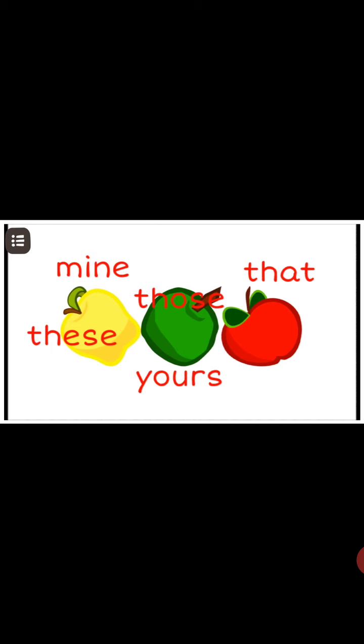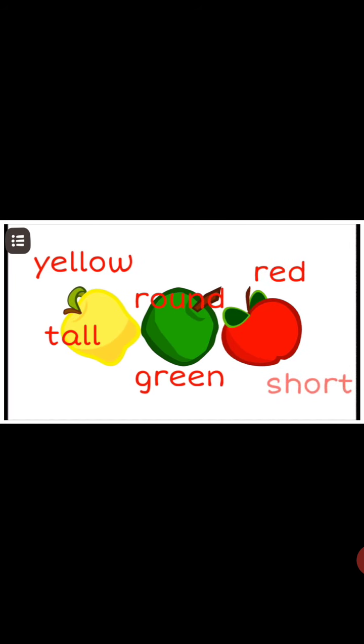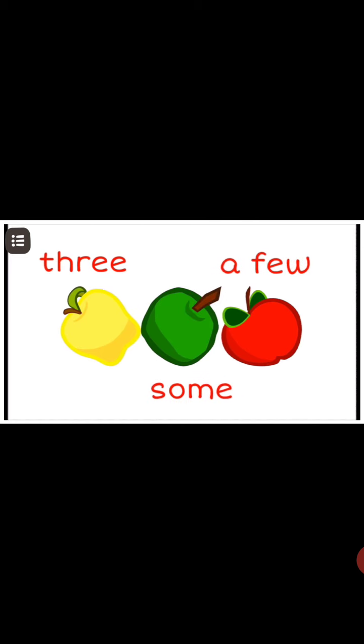If you have apples, then let's talk about apples. If you have apples, adjectives can help you describe them. Adjectives can tell you which apples they are, like my apple, that apple, these apples, your apple. Or adjectives can tell you what kinds of apples they are, like yellow apple, round apple, red apple, green apple. Adjectives can also tell you how many apples there are: 1 apple, a few apples, 3 apples, some apples.